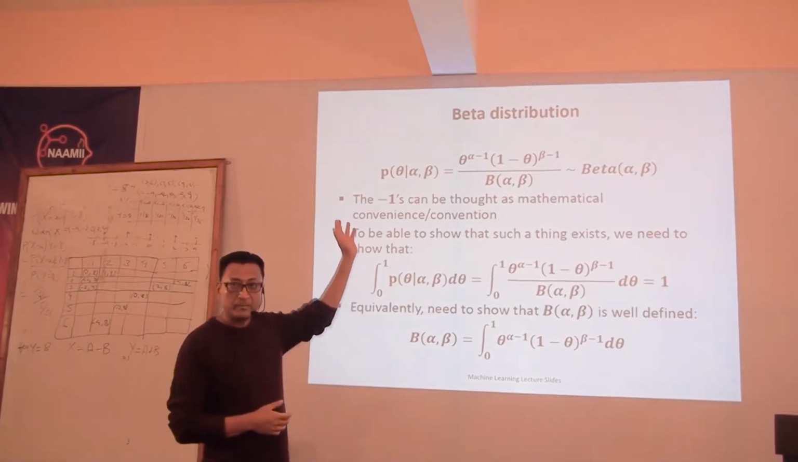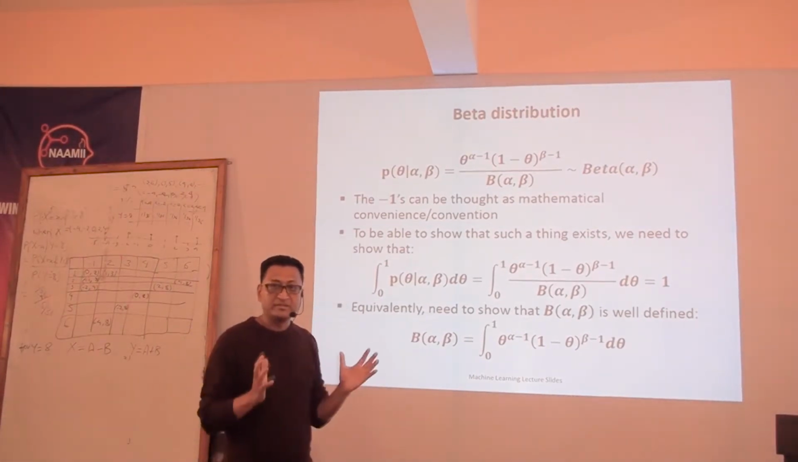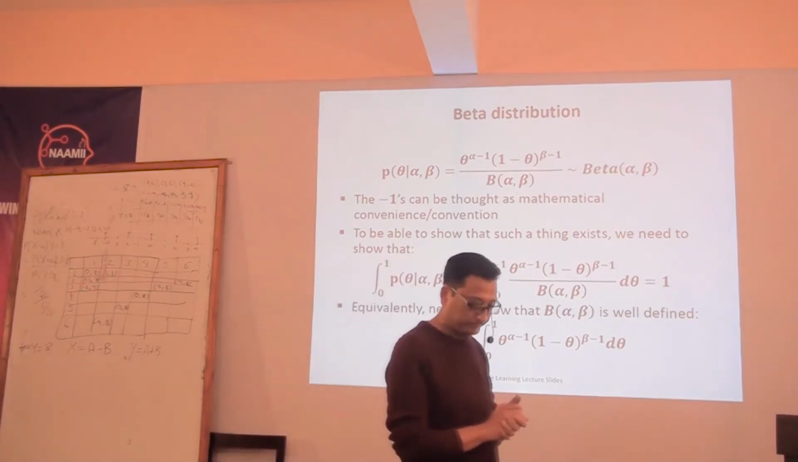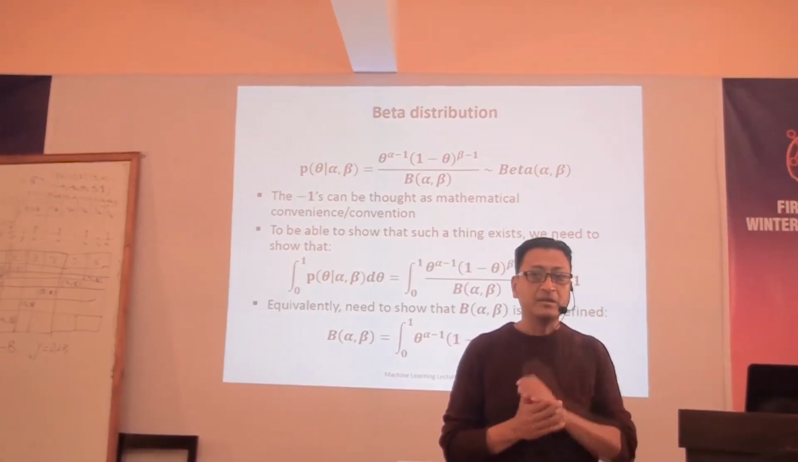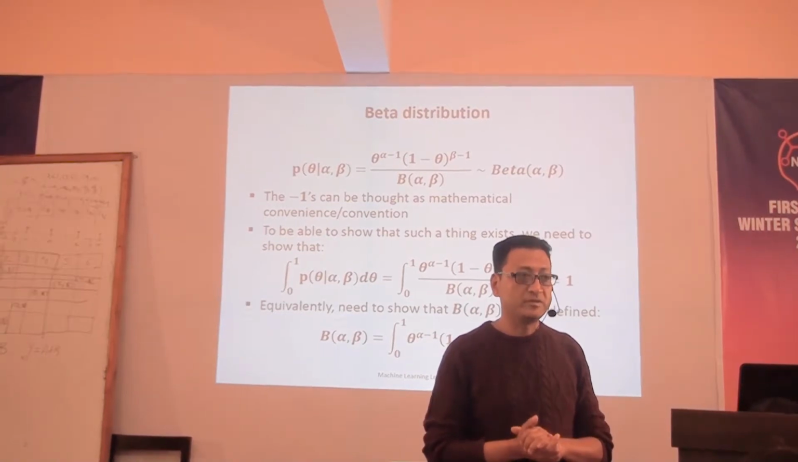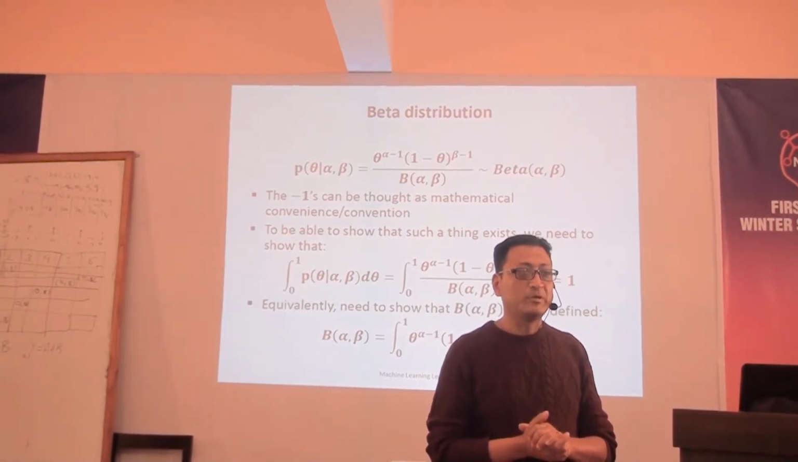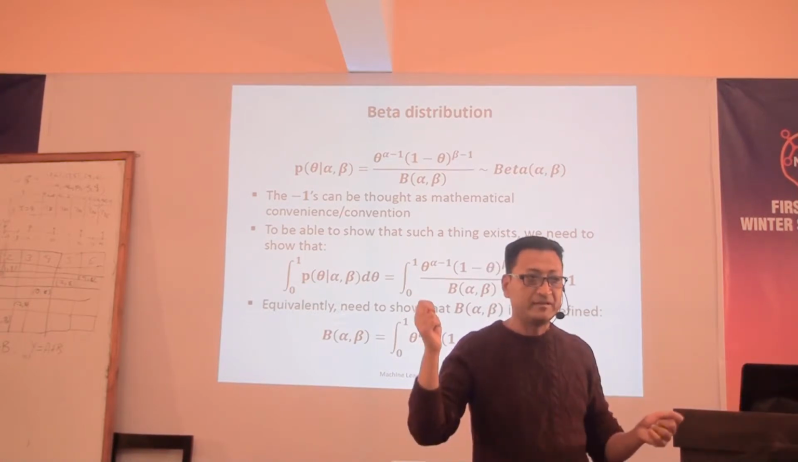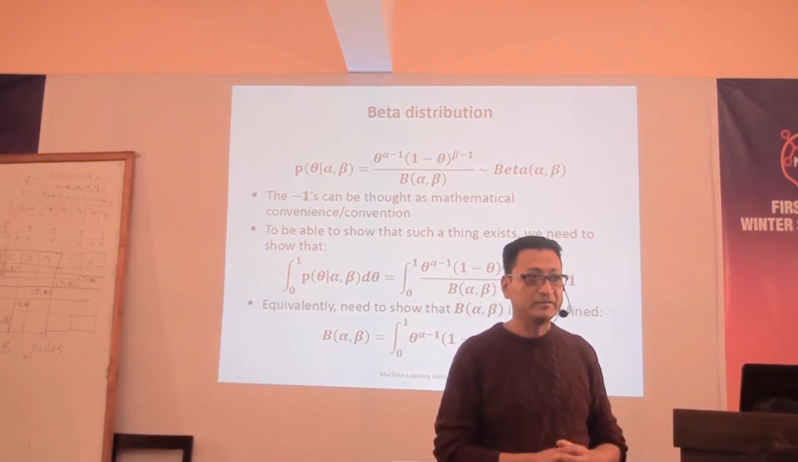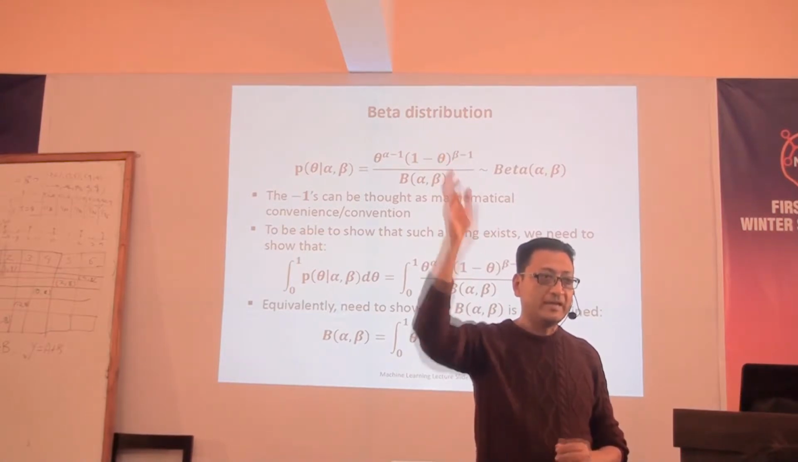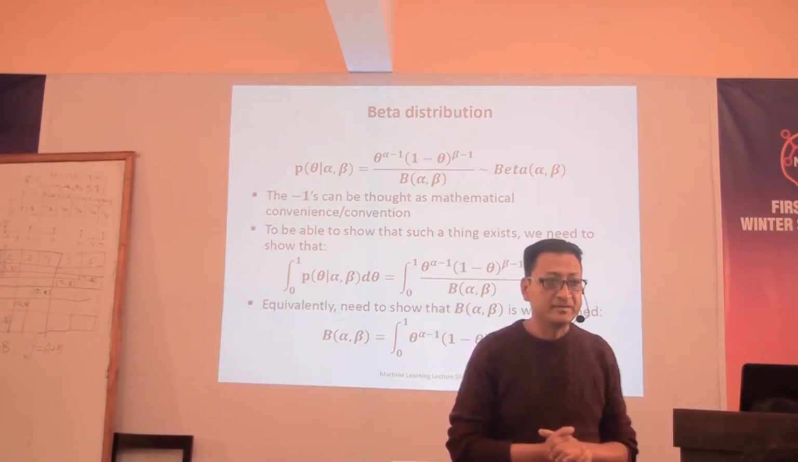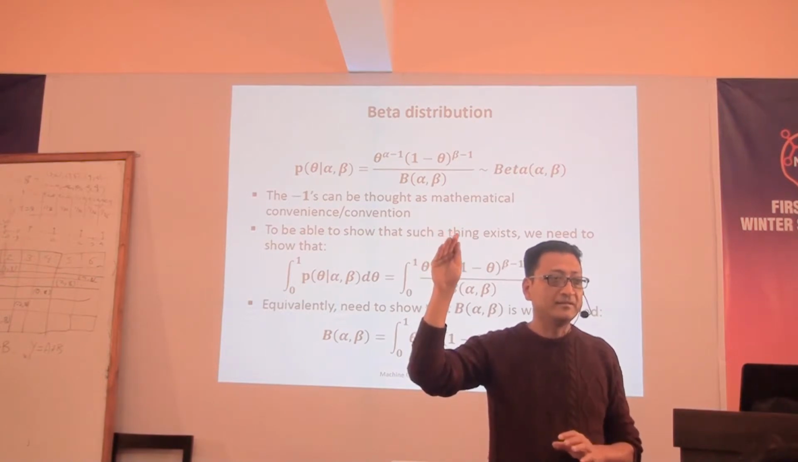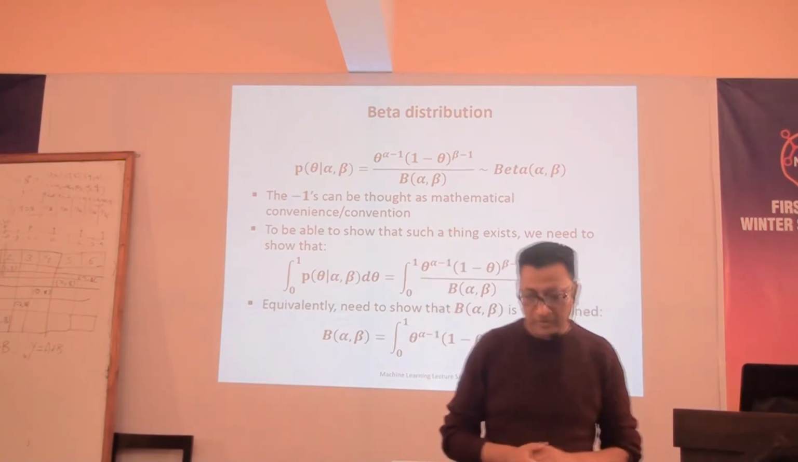Another way to think about this equation is that I want a distribution which has the same shape as the binomial distribution. So remember the binomial distribution. It is defined by n factorial divided by the total number of heads and total number of tails factorials in the denominator, then theta to the power k, and 1 minus theta to the power n minus k. So you know the shape.